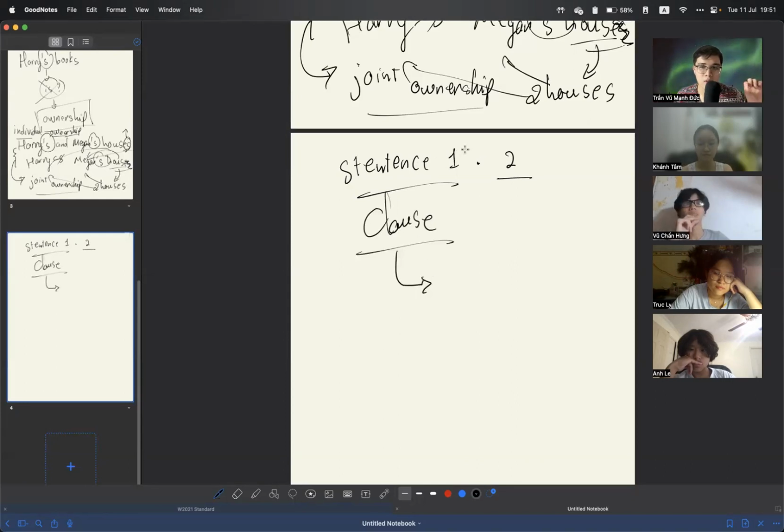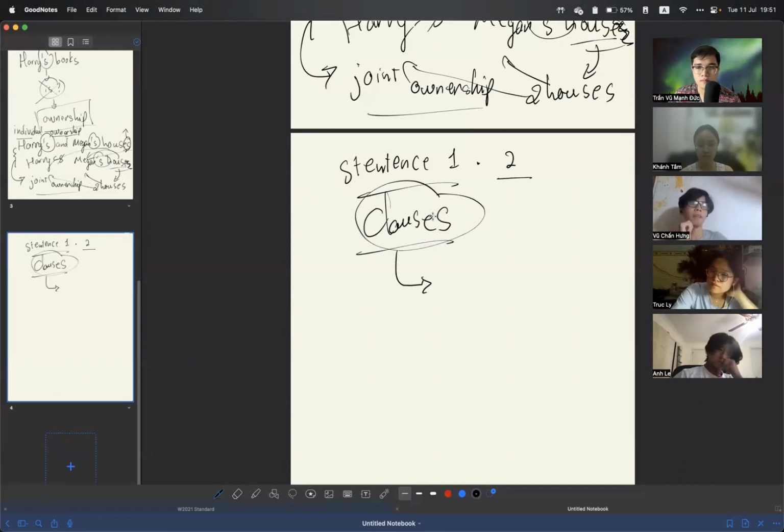You said that a comma or a semicolon or a period separates two clauses. And then you said that it separates two individual sentences that have S and V, subject and verb. So what are clauses? They are like sentences, but they make sense on their own.